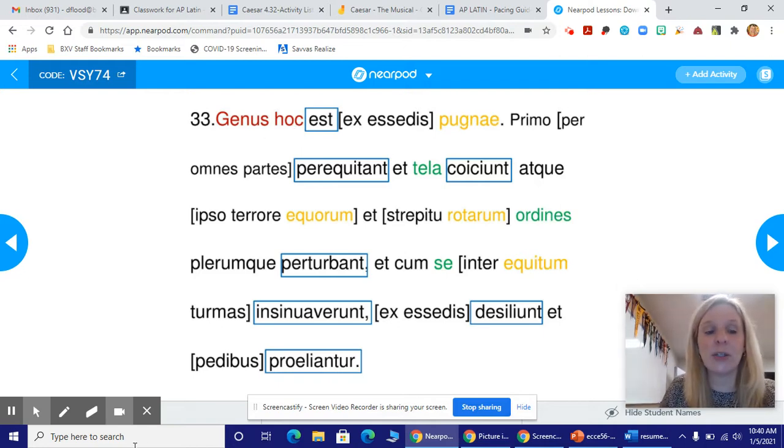Remember that genus is a neuter noun. It is of the third declension. And so this genus is actually not masculine. It is actually neuter. This word is also neuter, describing genus. So the type of fighting from charioteers is this.